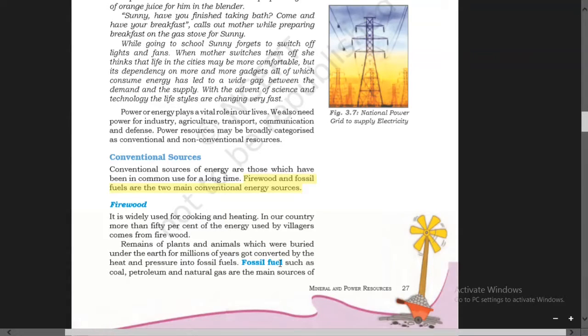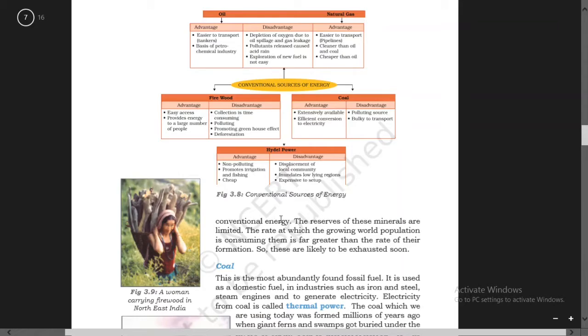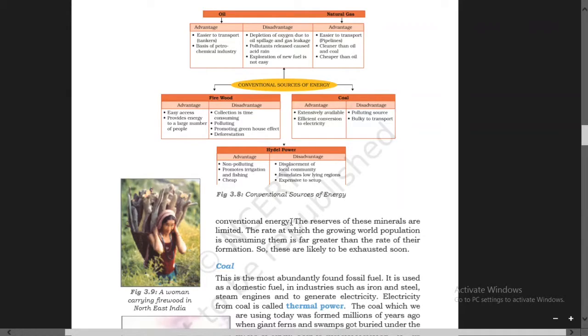Fossil fuels such as coal, petroleum, and natural gas are the main source of conventional energy. These are very helpful for our day-to-day life. The reserves of these fossil fuels are limited.